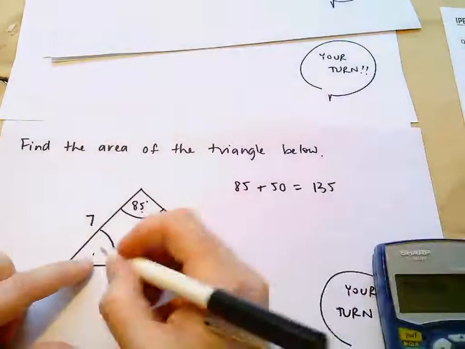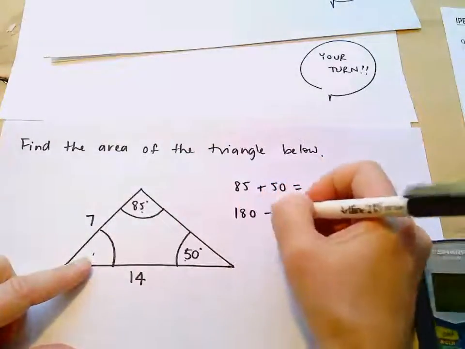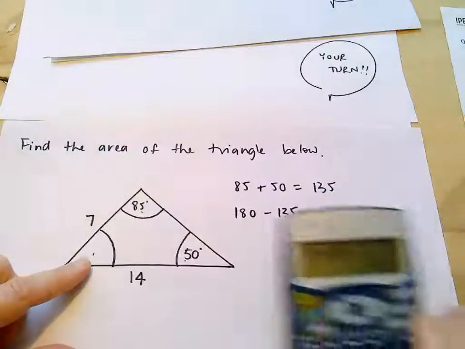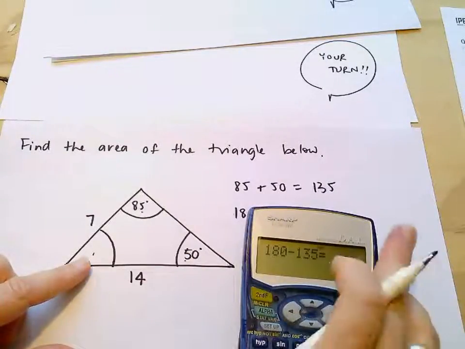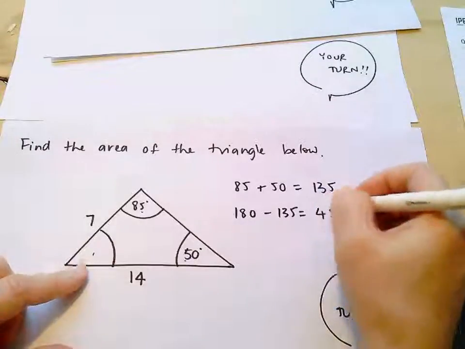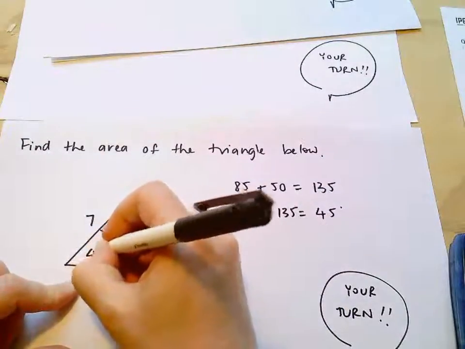So then I'm going to say, well, this has to be 180 take away 135. So again, I do 180 take away 135. So this angle here must be a 45-degree angle.